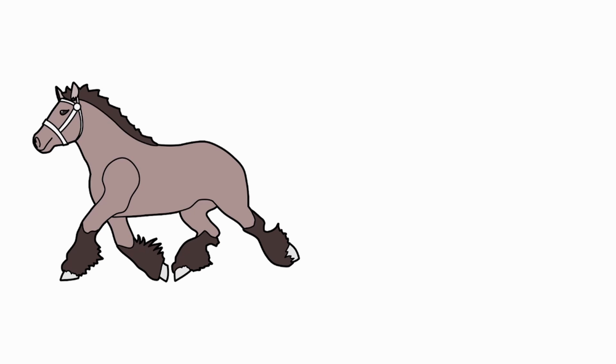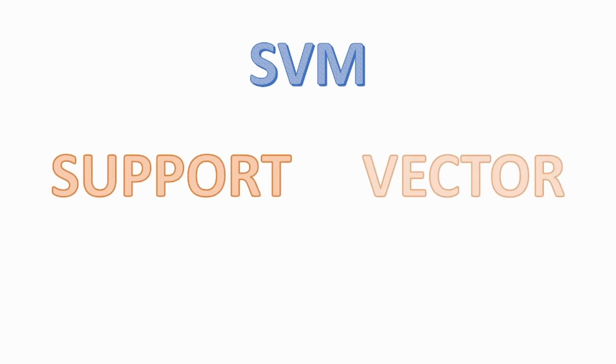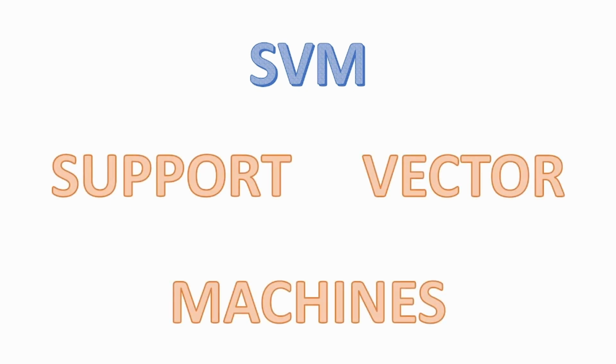Is this picture of a horse or is it a car? SVM, support vector machines, are one of the simplest and most elegant ways of classification. Each object you want to classify is represented as a point in n-dimensional space, and the coordinates of this point are usually called features.